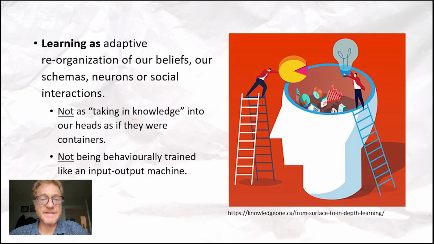So the last thing I want to emphasize is that we should see learning in this complex biological way. That is, as adaptive reorganization of our beliefs, our schemas, our neurons, our social interactions, rather than as taking in knowledge into our heads as if they were containers or being behaviorally trained like input-output machines. This reframing of education has big consequences. And that is something we will explore further in this course.